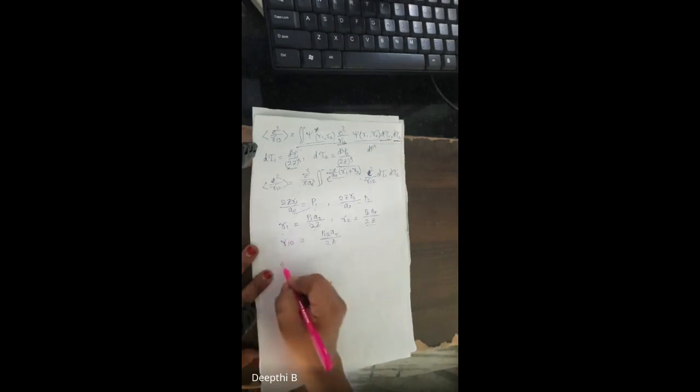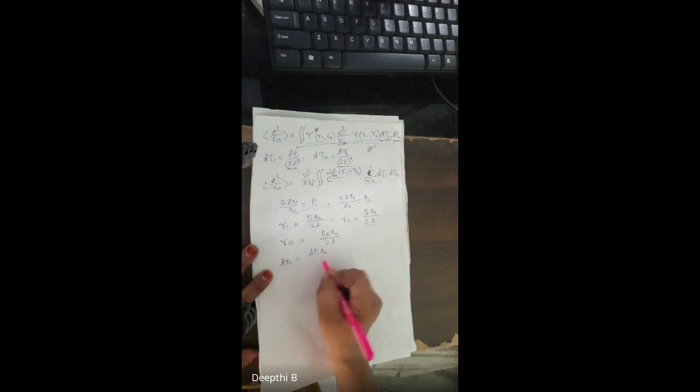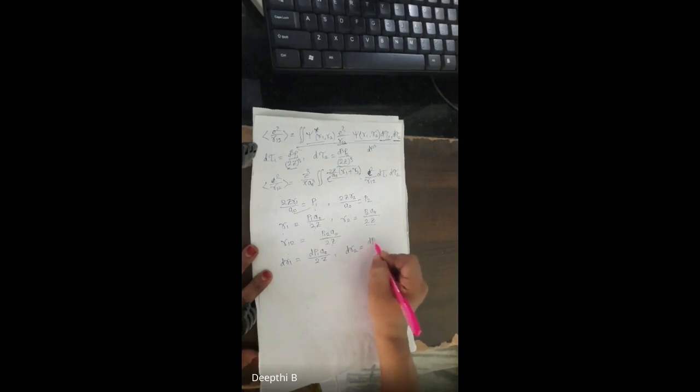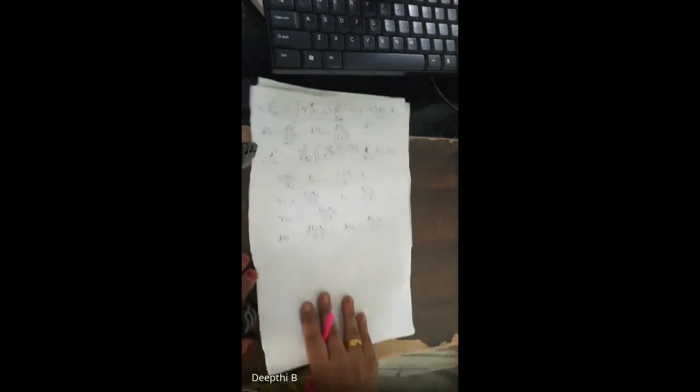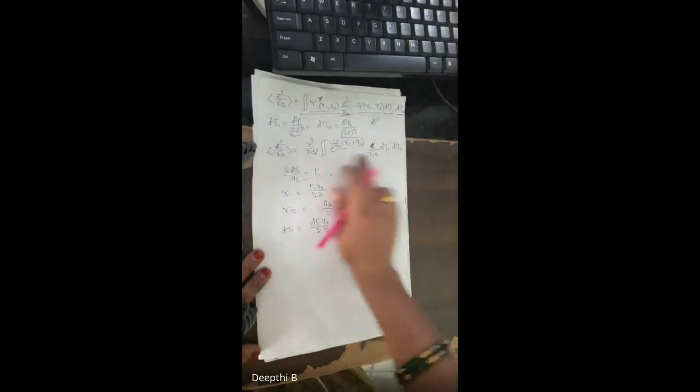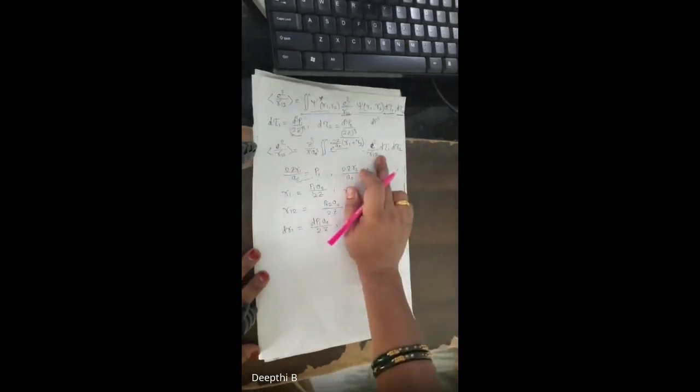Now dr1 is equal to dp1 a naught by 2Z and dr2 is equal to dp2 a naught by 2Z. We have got all these things. Okay, all these terms we put in this equation, and finally what will we get?